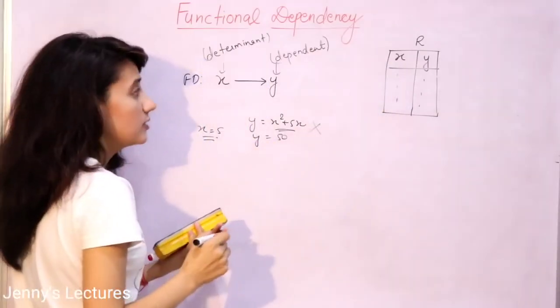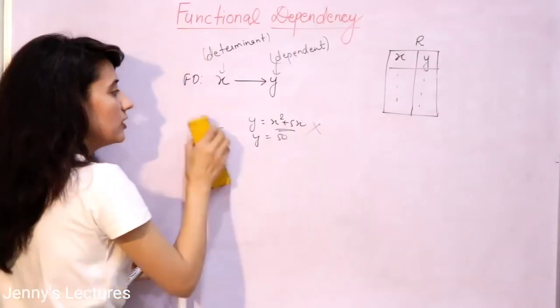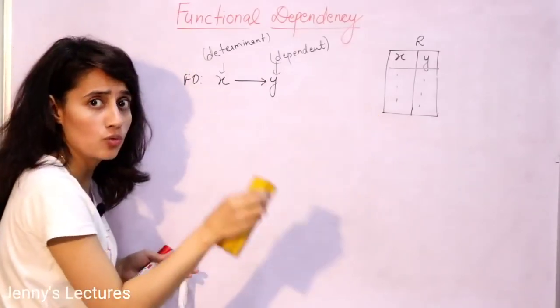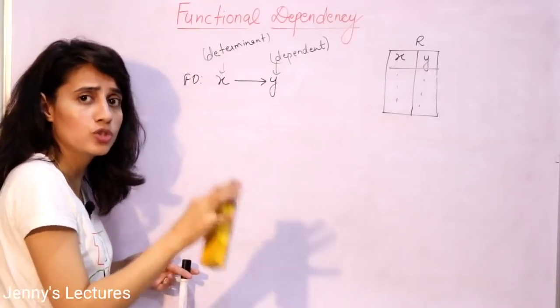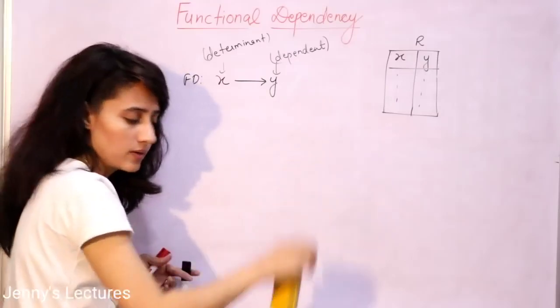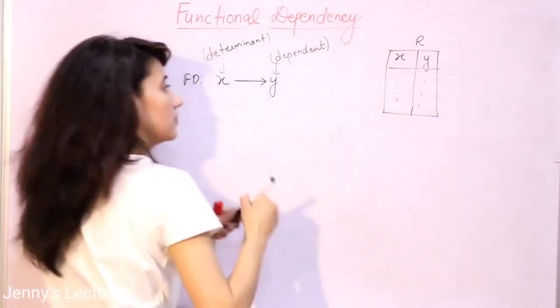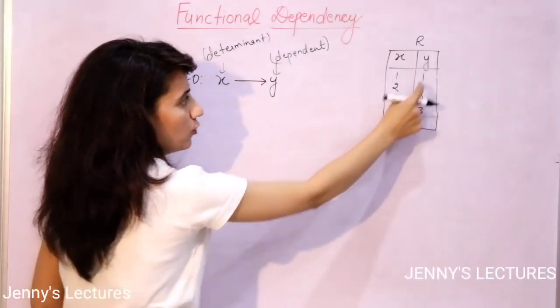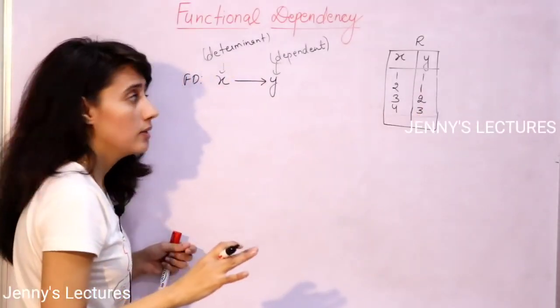Now let us fill this table with some values, and then we will see whether this functional dependency exists in this table or not. You need to follow some rules to check whether this is a functional dependency or not in this table, right? I'll tell you all the rules. Now let us take these values in this table. The x values are 1, 2, 3, 4, and the y values are these, right?